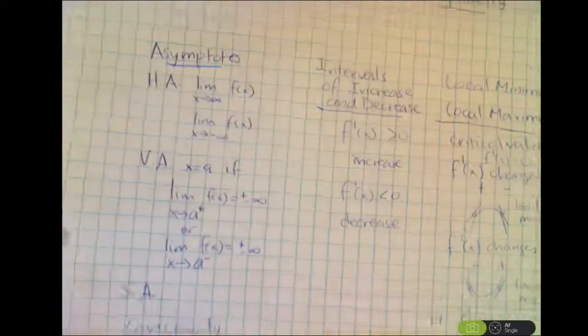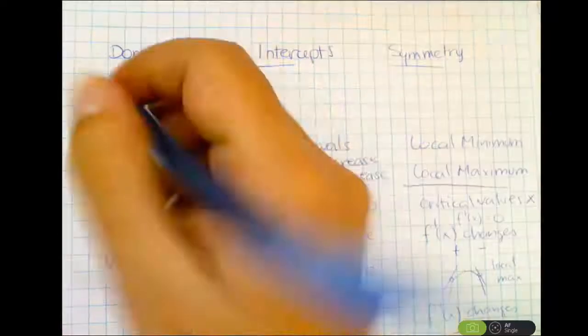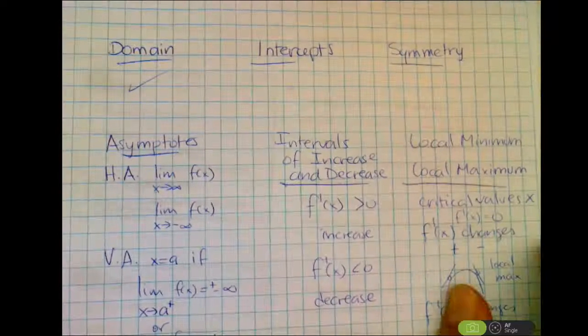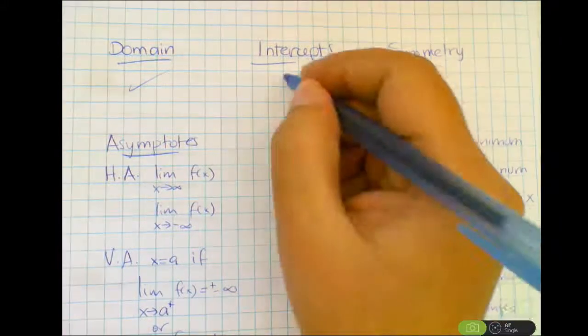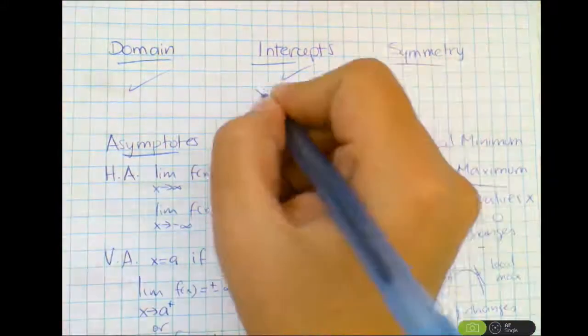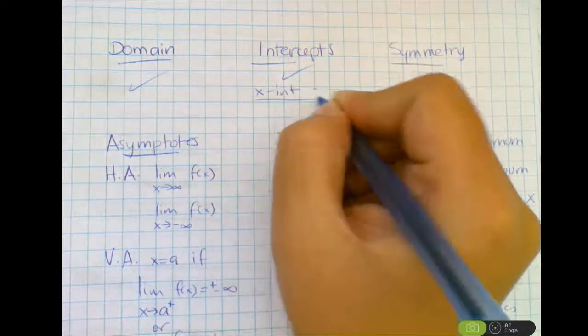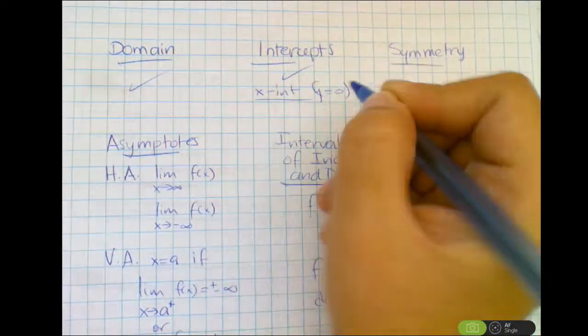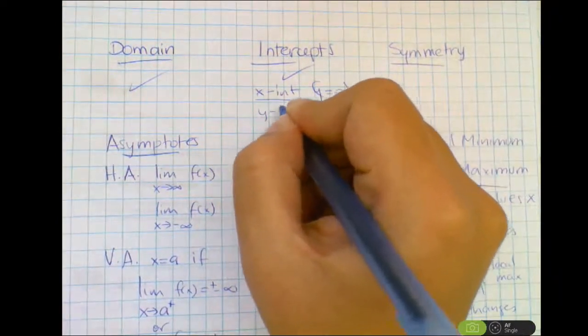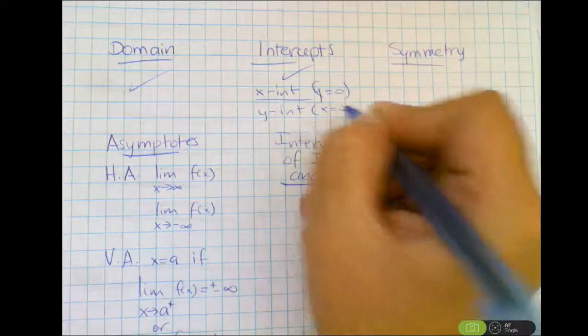Okay, those are my 7 items. For domain, I know what domain is, so I don't write anything. For intercepts, I know what those are and I don't write anything, but if you don't remember, then you can just write that down. X-intercept can be found when y is 0. Y-intercept can be found when x is 0.